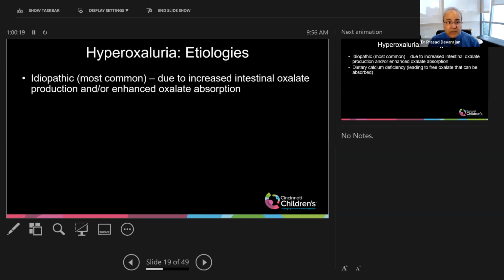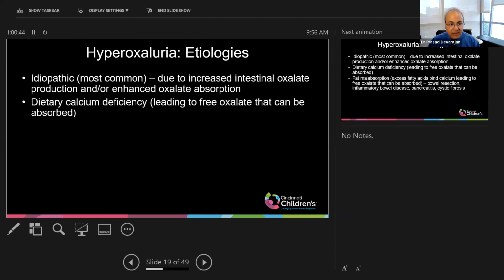What causes hyperoxaluria? Same thing, idiopathic. Idiopathic means we don't have all the possible genetic diagnoses for hyperoxaluria, just like we don't have for hypocitraturia and hypercalciuria. But something causes increased intestinal oxalate production or increased intestinal oxalate absorption. And one important factor is dietary calcium deficiency.